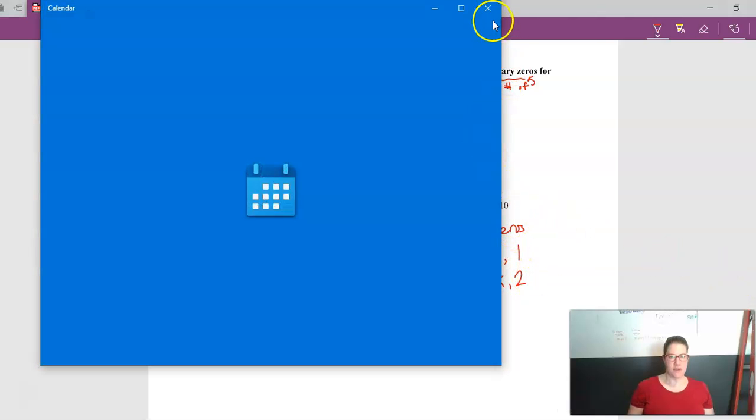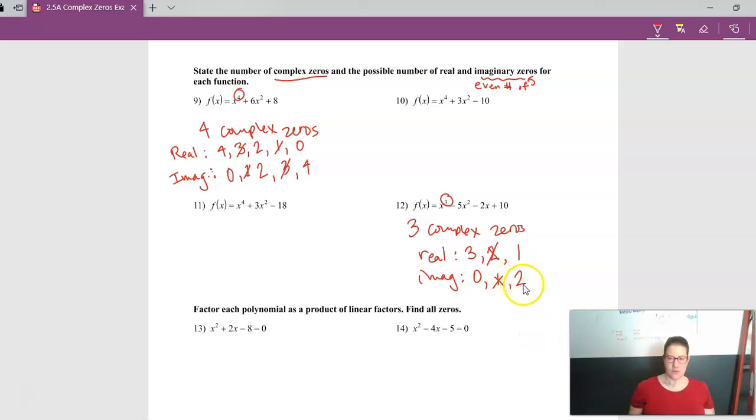because 2 is an even number. And then the other option is that I could have 0 real with 3 imaginary, but that one won't work because it's not an even number. So I could either have 3 or 1 real and 0 or 2 imaginary. So again, you're just trying to decide, keeping the imaginaries as only even or 0, how many could be real.